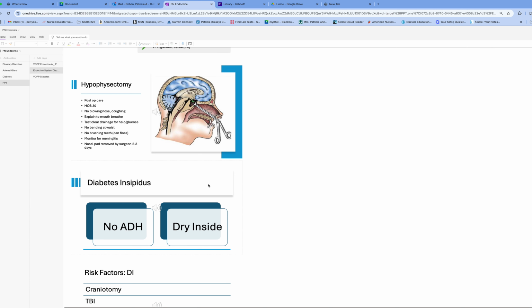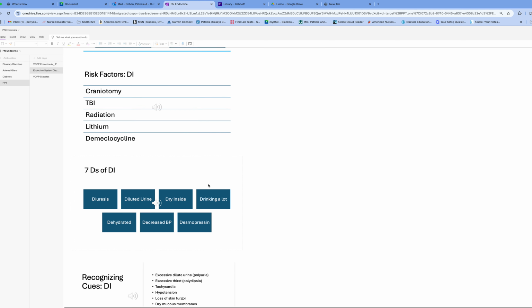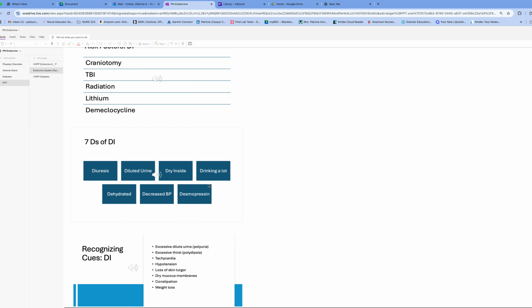All right, now diabetes insipidus is the opposite of SIADH. So they have no ADH and they're going to be dry inside. So the risk factors, it's usually brain surgery or hypophysectomy, TBI that does it. Could also be due to radiation, and some drugs can trigger it as well. So obviously, if the patient is diuresing, they're going to have large amounts of diluted urine. The specific gravity is going to be low because the urine is mostly water. All right, the specific gravity gets very low.